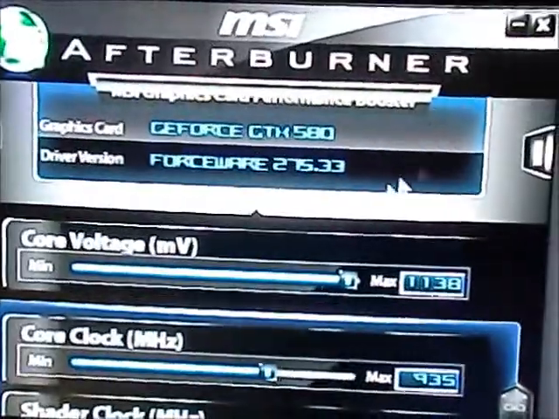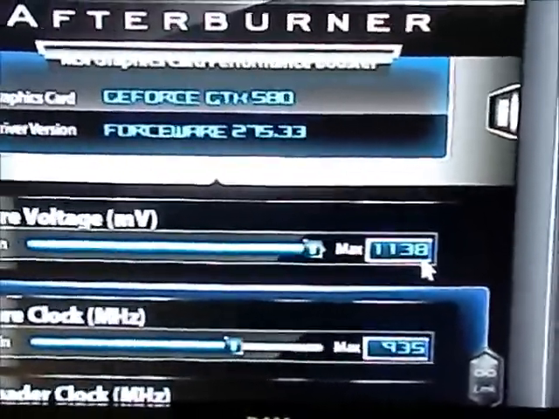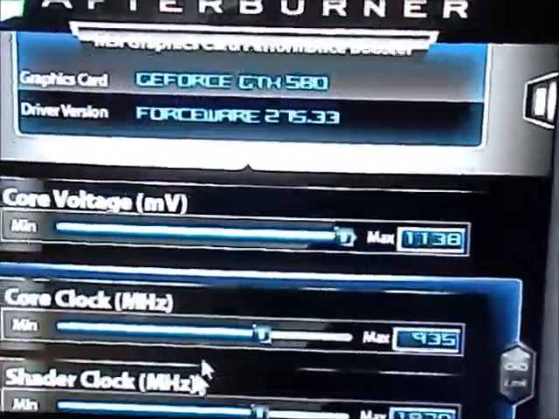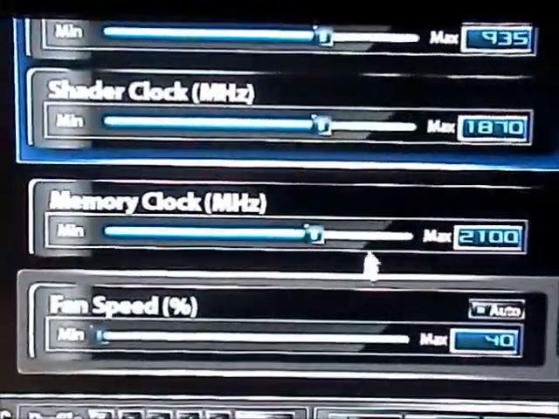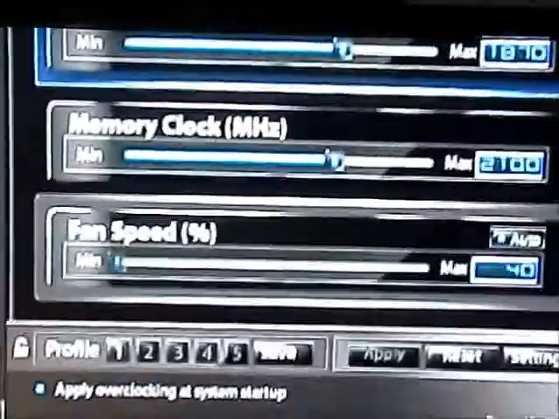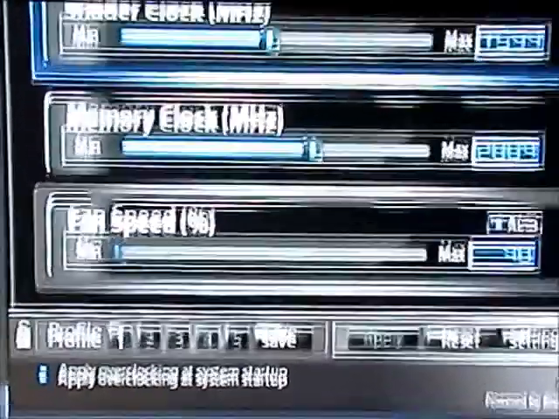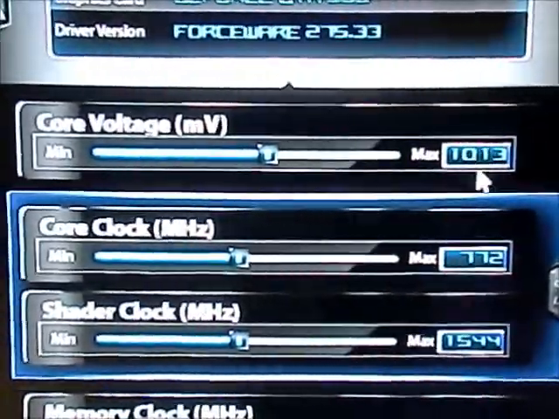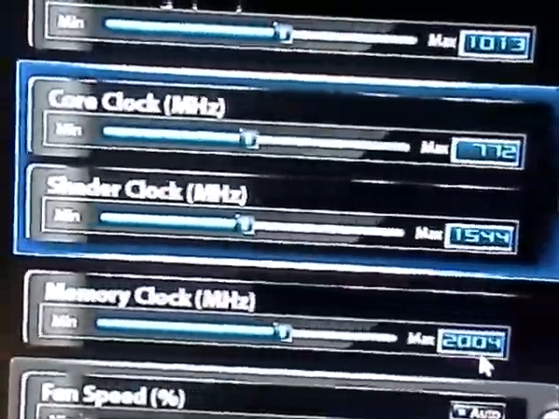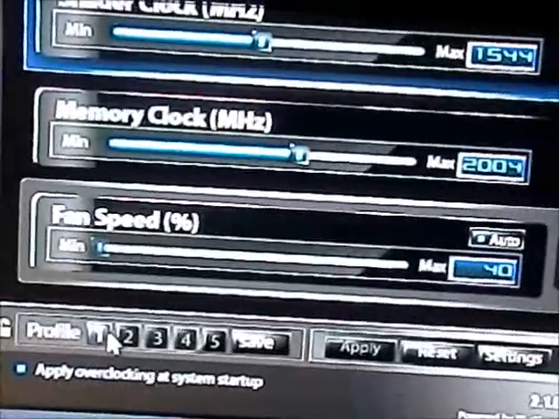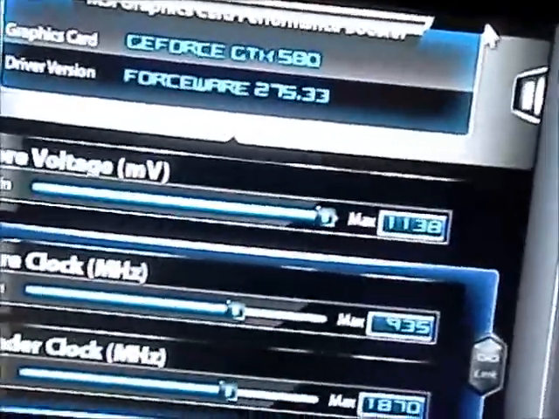So the voltage, I've upped the voltage to 1.138, because these are microvolts. The core is running at 935 megahertz. The memory is running at 2100 megahertz. Now, if you want to see what it runs at stock, I will show you. So it normally runs at 1013, 772 on the core, 1544 on the shader, and 2004 on the memory. So it's a fairly decent overclock. I don't think I need to go any higher than this, so this is pretty much my standard.